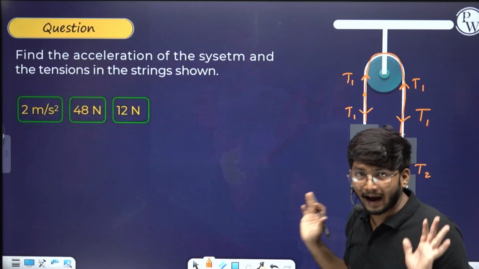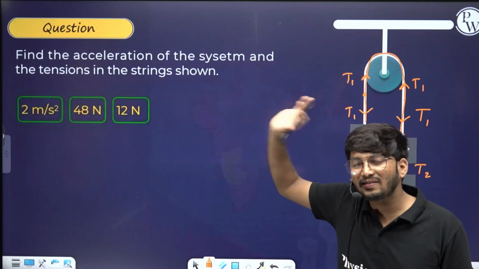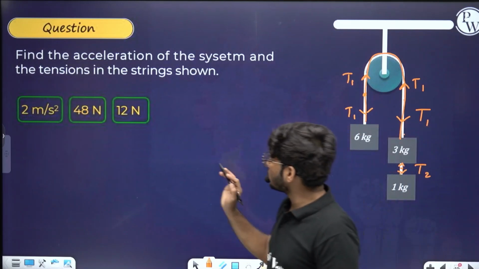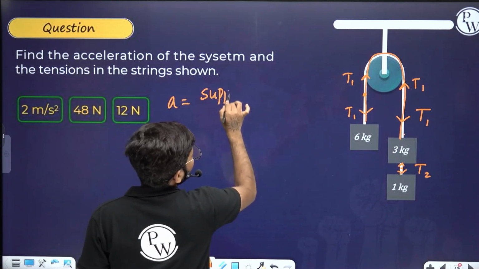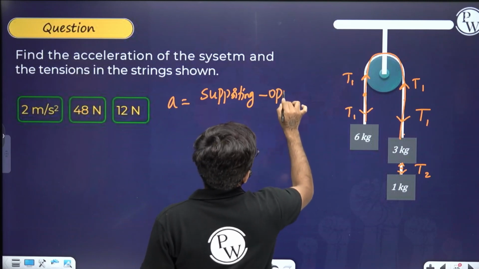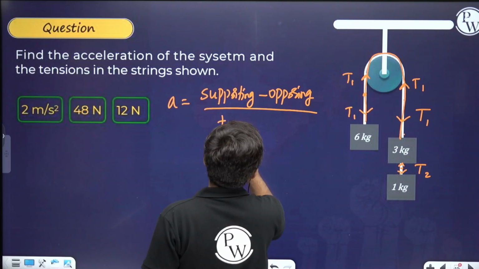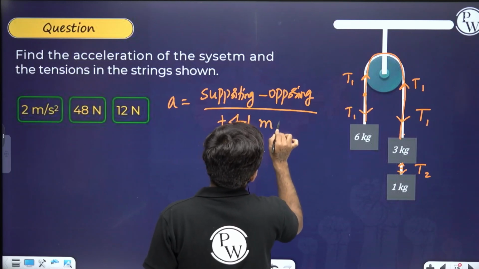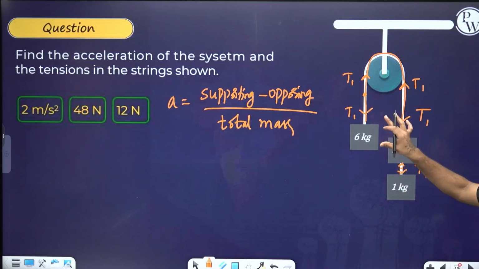First of all, let's find the acceleration. Forget about tension. How do I find the acceleration? Simple formula: acceleration is equal to supporting weight minus opposing weight, divided by total mass. Right? Here, which side will the block move?